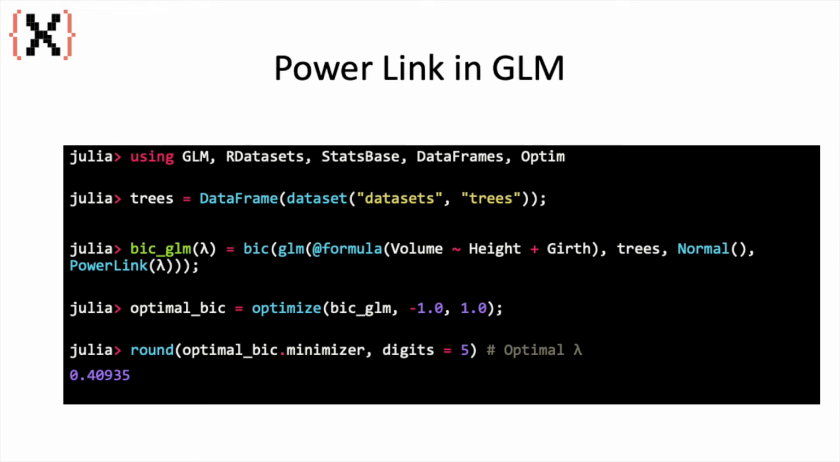The benefit of having power link is that we can find the optimal lambda value using some optimization methods, especially some heuristic methods. The example shown here finds the optimal value based on BIC. One can use any other criterion like AIC, AICc, log likelihood, etc. to get the same.